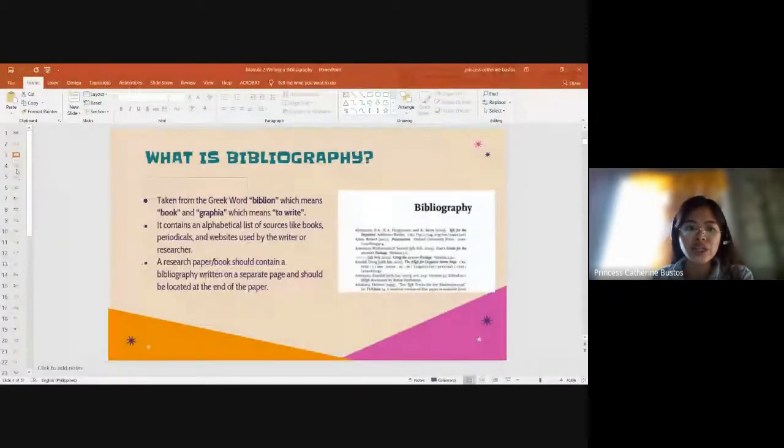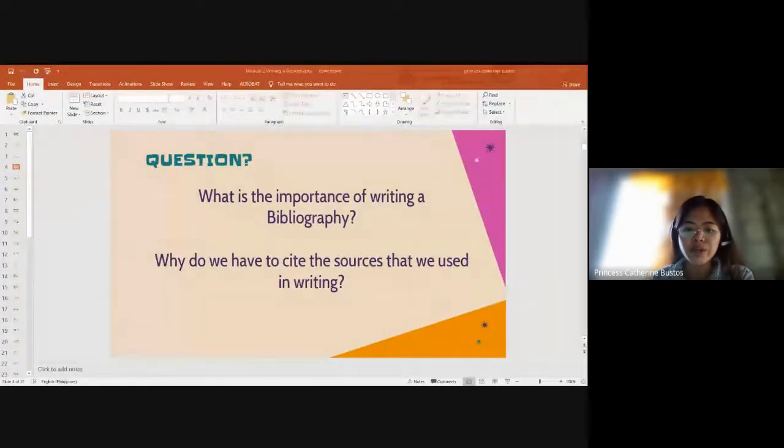Now, I prepared the question here. What do you think is the importance of writing a bibliography? Say, for example, you're going to write a research, and from your research, you need to read a lot of books so that your essay would be filled with information. Now, it is important to write them in your bibliography. What do you think is the importance of writing a bibliography? And why do we need to cite the sources that we use in writing? Anyone? Do you have any idea?